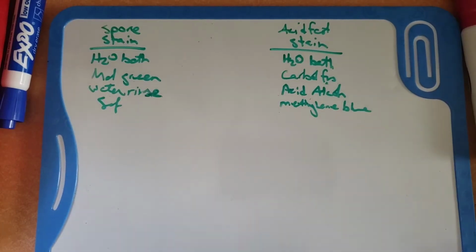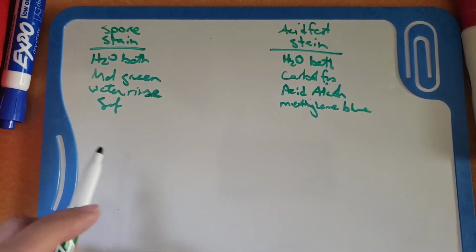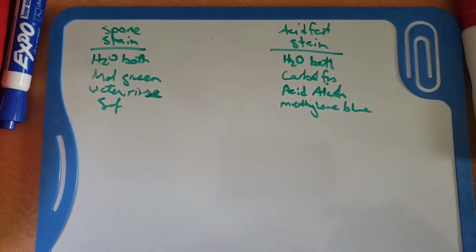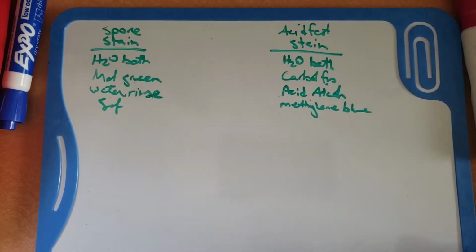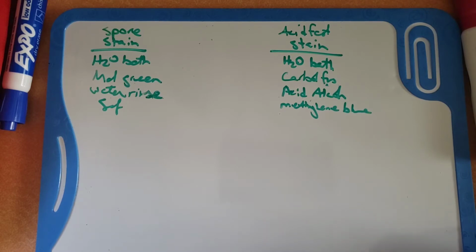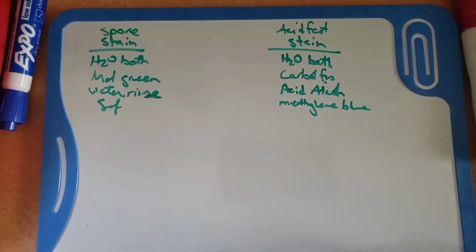So I'm going to be talking about the spore stain and the acid fast stain. So the spore stain, there are two genera of bacteria that will produce a spore, which will be Bacillus and Clostridium. So Bacillus anthracis, Clostridium botulinum, or Clostridium tetani. All right, so tetanus.